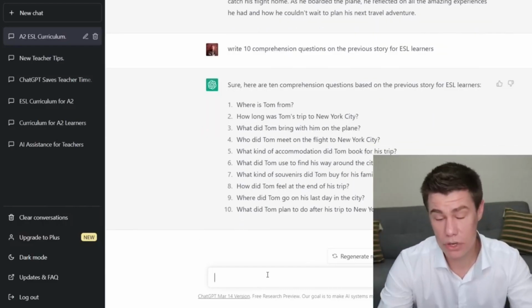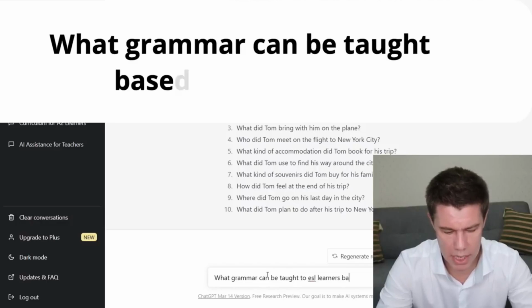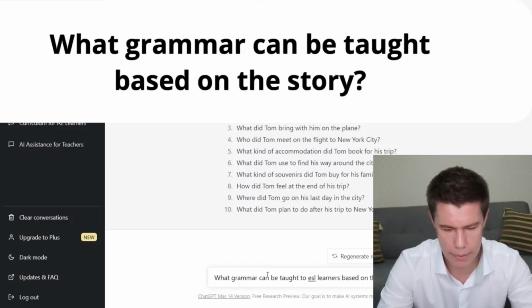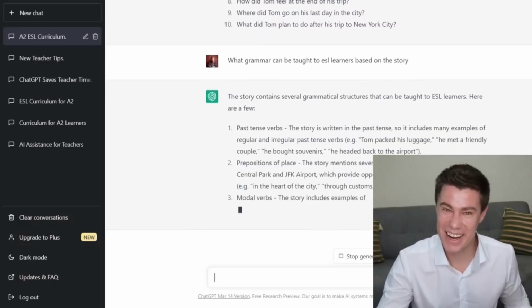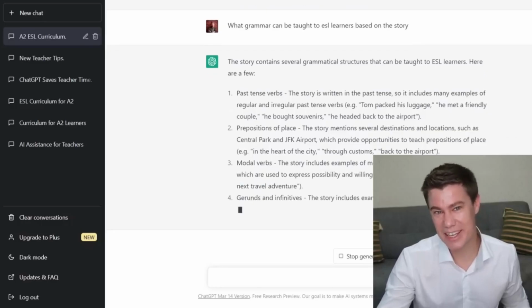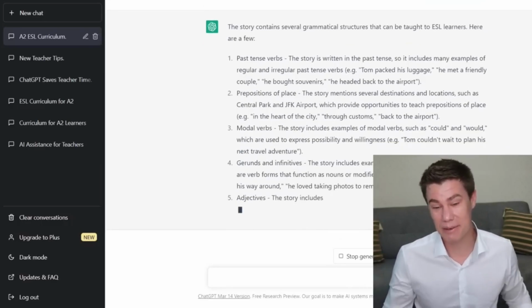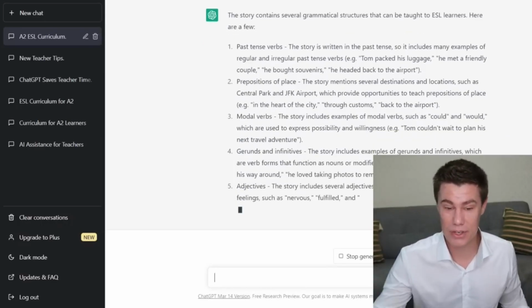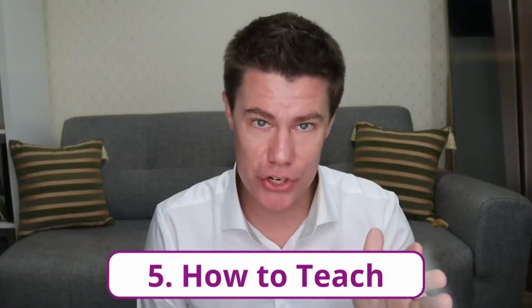And then we can go even further. What grammar can be taught based on the story? Past tense verbs, prepositions of place. Isn't this scary? You know, it takes us a long time to figure these things out. Here I'm sitting and in a minute I can figure out a lesson plan that I can use for my students. Gerunds, infinitives, adjectives. How to teach something.